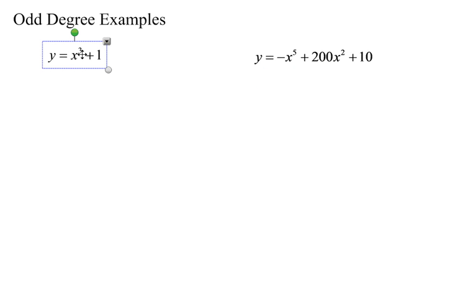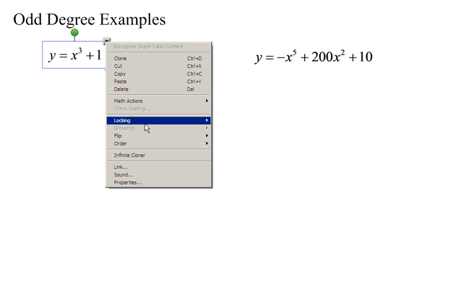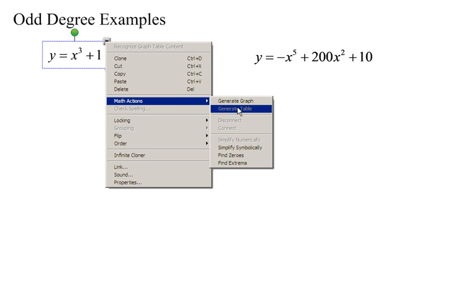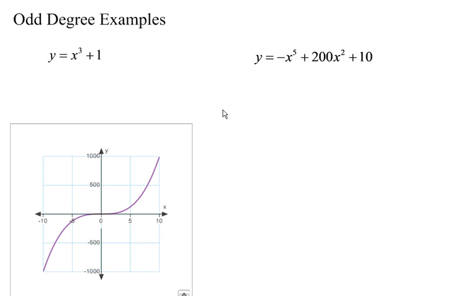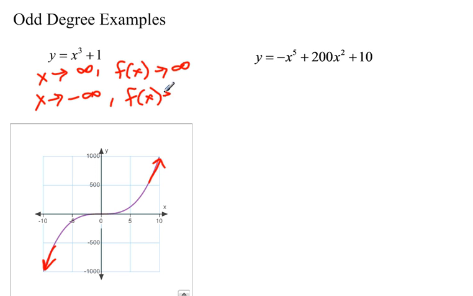All right, so now we need some odd degree examples. So let's take a look at this one right here, and we'll grab a graph. All right, so we've got a nice graph, x cubed plus 1. And we'll notice that with this odd degree the two ends don't go in the same direction as with the even, they go in opposite directions. So this one here, as x goes to infinity, f of x also goes to infinity. And as x goes to negative infinity, f of x goes to negative infinity right down here.